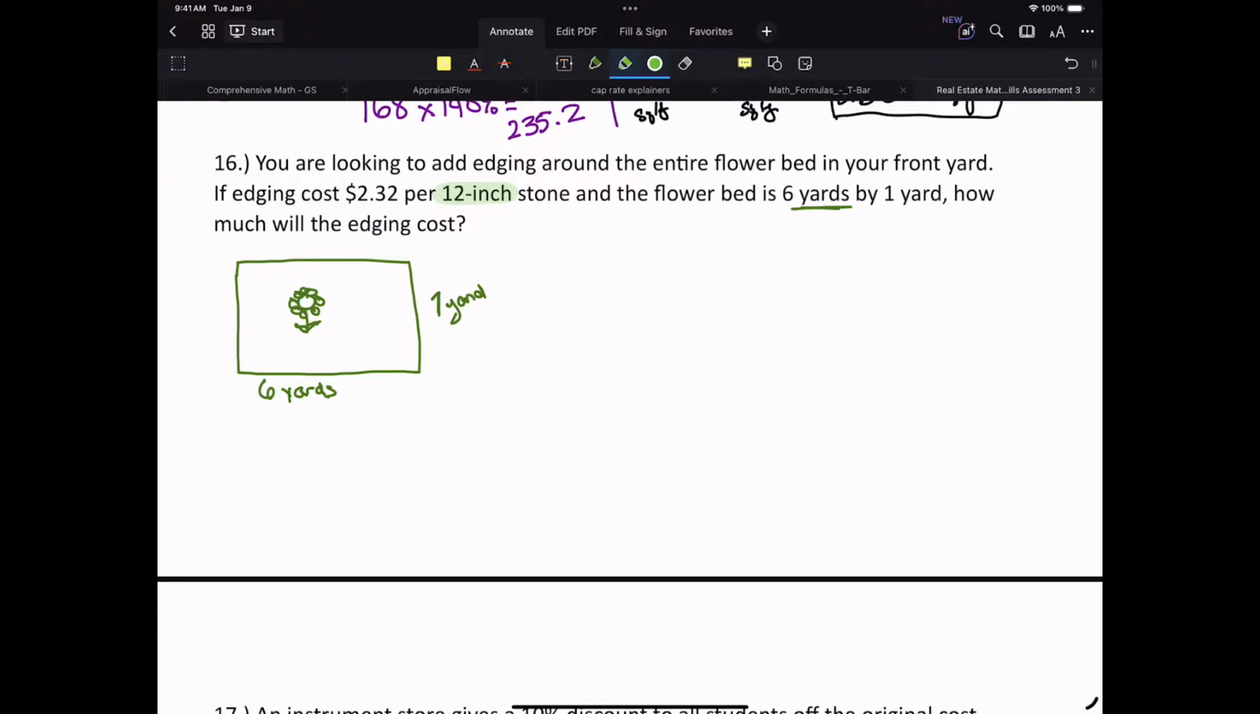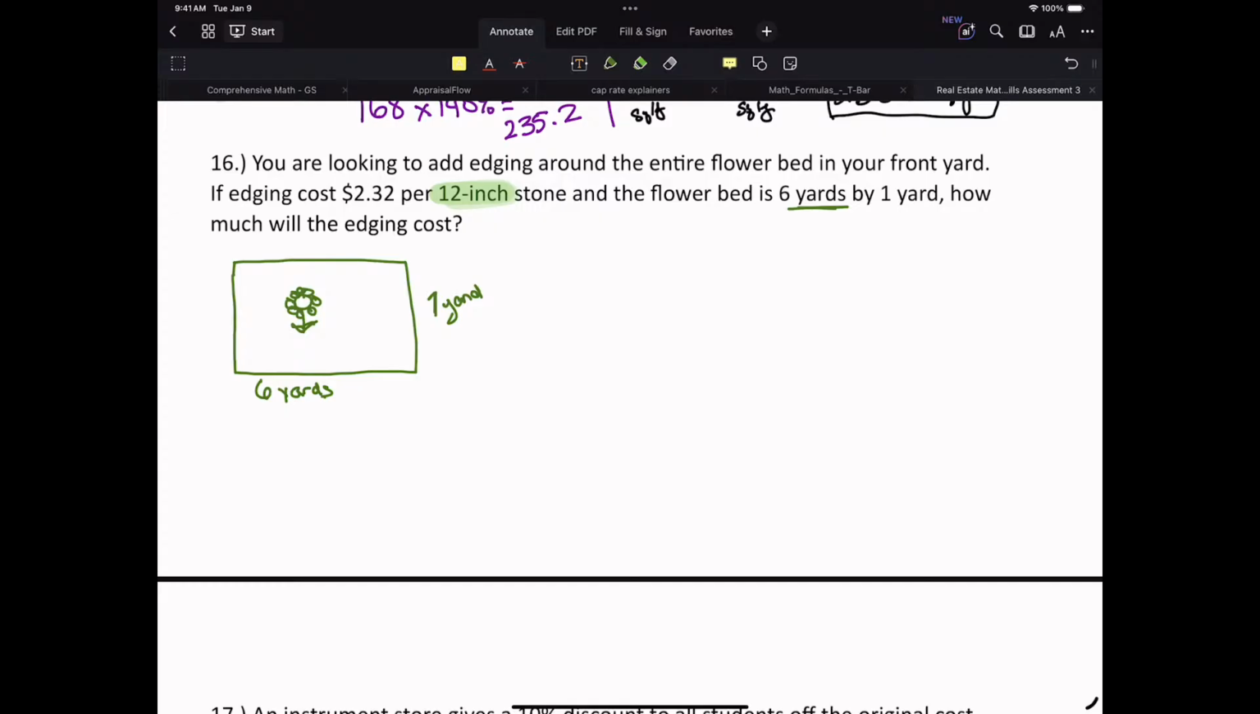Why don't we get this all to feet? I like to do all my math in feet. So let's get our inches into feet. I think we can all agree 12 inches is 1 foot. So it is $2.32 per foot. Okay, we're good. Check. 6 yards by 1 yard.